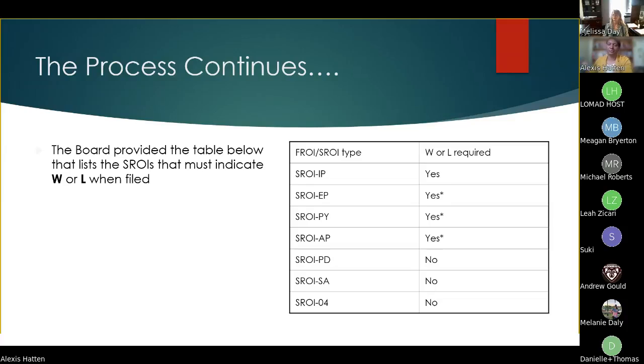What is the asterisk for on the EP, PY, and AP? Oh, sorry. I don't know. This chart is taken from the board's guidance page, right? Website, yeah. Okay.